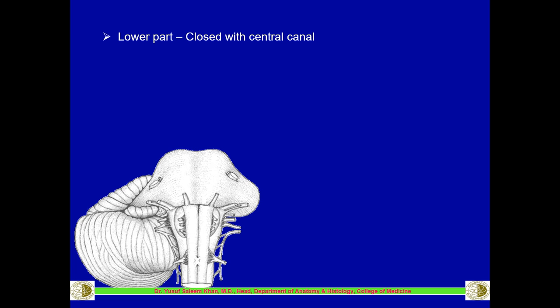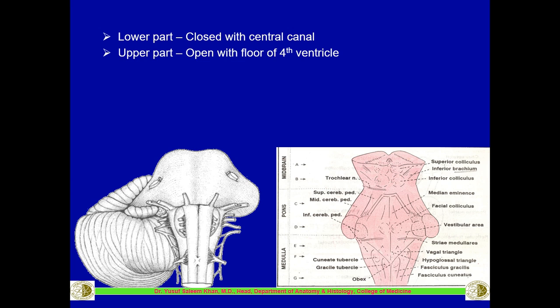If you take a section of this medulla oblongata, it will be closed in the lower part with a central canal, and in the upper part it will be open. As you have seen, this is the posterior view of the medulla oblongata, and here you can see the fourth ventricle. Because of the presence of the fourth ventricle, a section at the lower part will be closed, and a section at the upper level will be open.